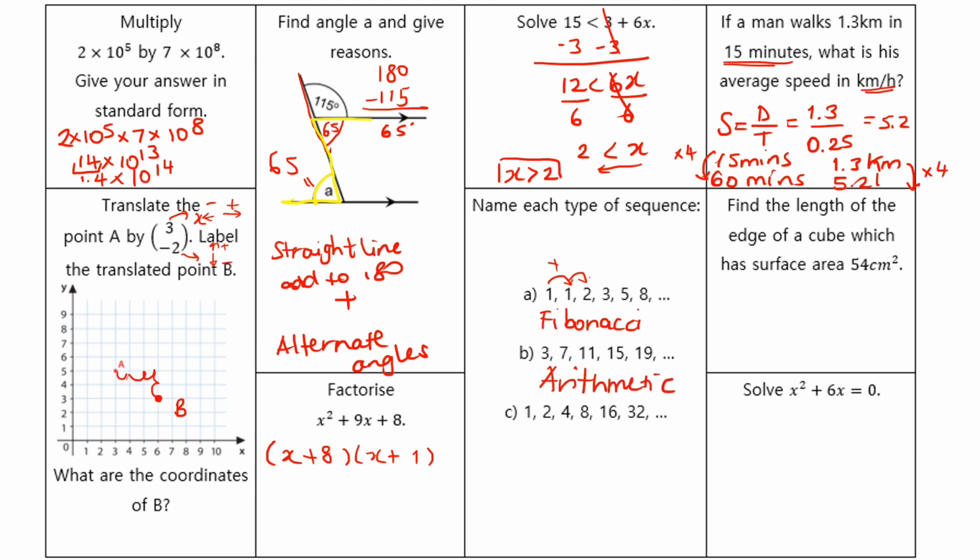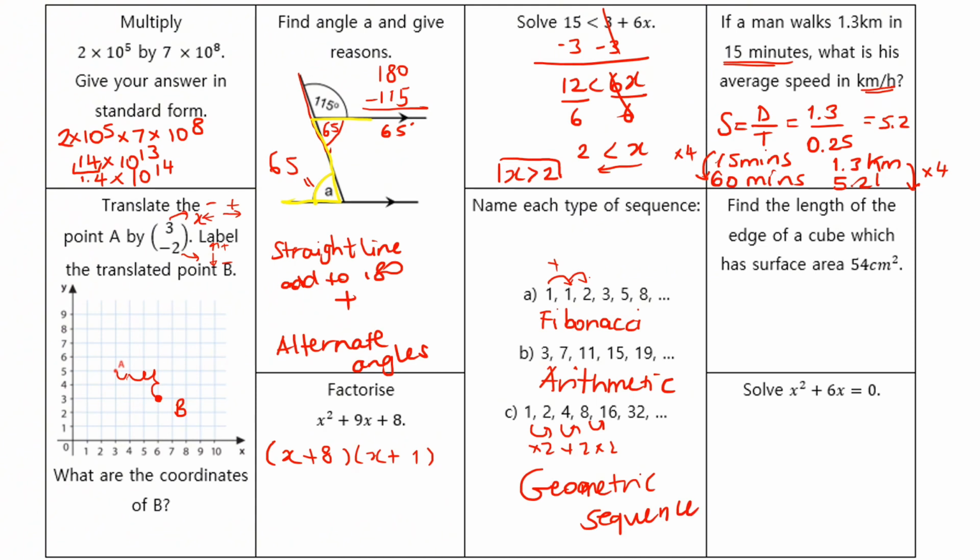1, 2, 4, 8, 16, 32. Well, they're timesing it by 2 each time, so it's doubling. This is called a geometric sequence.